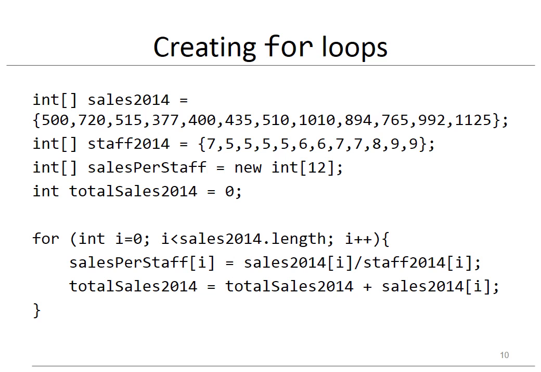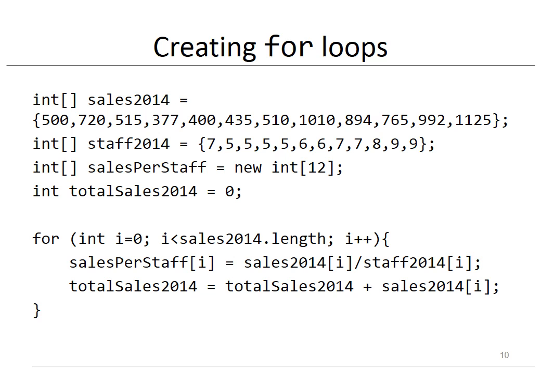We now define a for loop. The index variable i is initialized to 0. The termination criterion is i strictly less than sales2014.length, and i is increased with 1 unit each time at the end of a loop step.